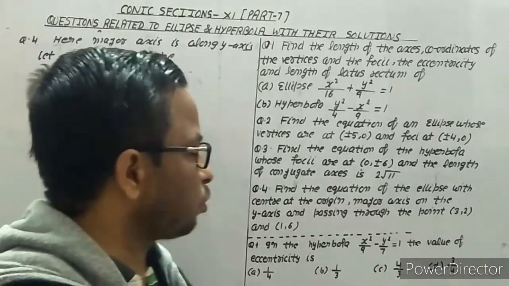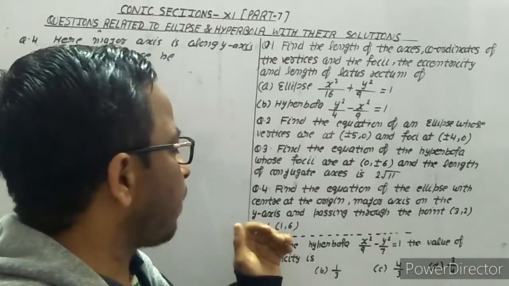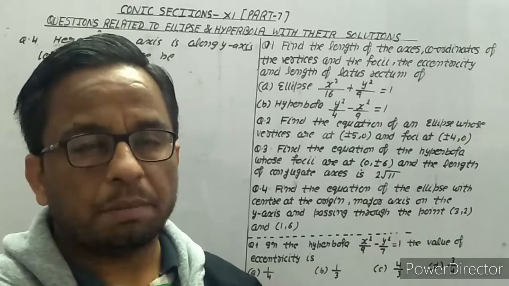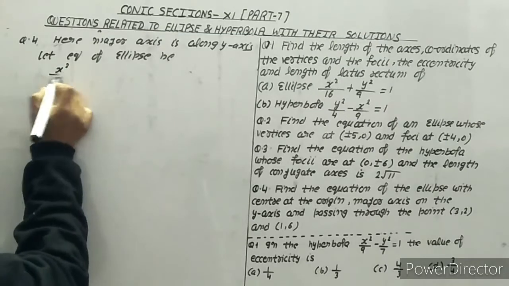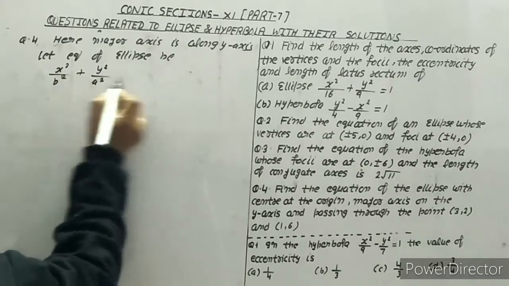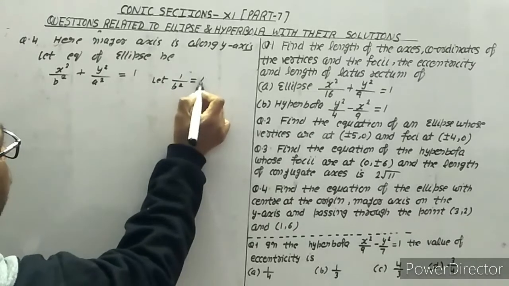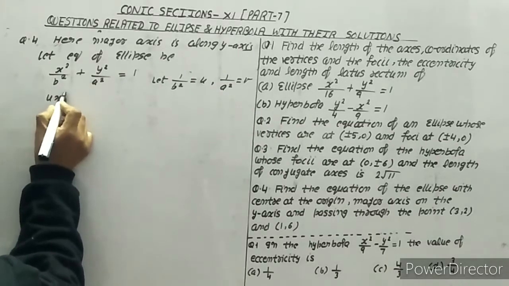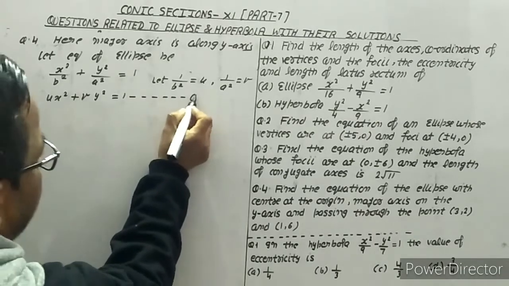Let's start with the solution of question number 4. Find the equation of the ellipse with center at the origin, major axis on the y-axis, and passing through the points (3, 2) and (1, 6). Because in this question the major axis is along the y-axis, let the equation of the ellipse be x square upon b square plus y square upon a square is equals to 1. Here we will consider let 1 upon b square is equals to u and 1 upon a square is equals to v. So this becomes u x square plus v y square is equals to 1. This is equation number 1.